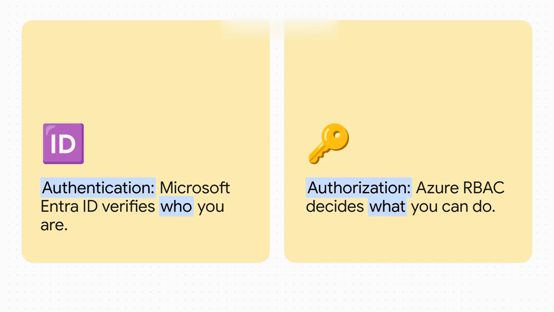Authentication is all about proving you are who you say you are. That's handled by Microsoft Entra ID. It's like showing your driver's license at the front desk of a building. But then there's authorization. That's what you're actually allowed to do once you're inside. This is handled by Azure Role-Based Access Control, or RBAC. Think of it like this. Your key card might let you in the front door, but it won't let you into the CEO's office. One proves who you are, the other decides what you can do.